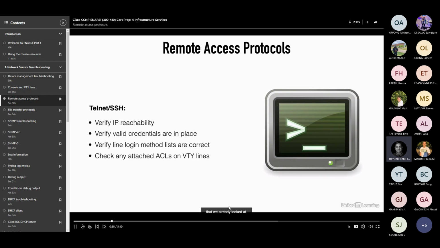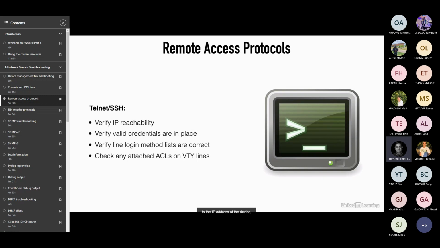So that we already looked at, and that includes verifying reachability to the IP address of the device, making sure credentials are in place, and that the line login method lists are correct. Also, check for any attached access control lists on the VTY lines, and you'll want to verify that IP addresses, protocols, and port numbers are not being blocked, as we outlined in the previous video.